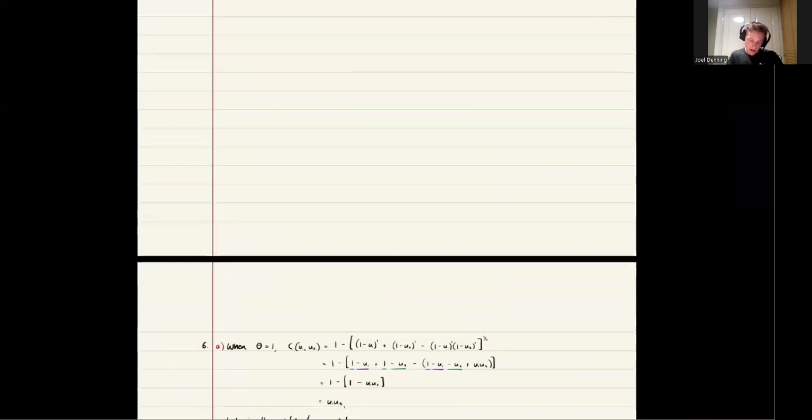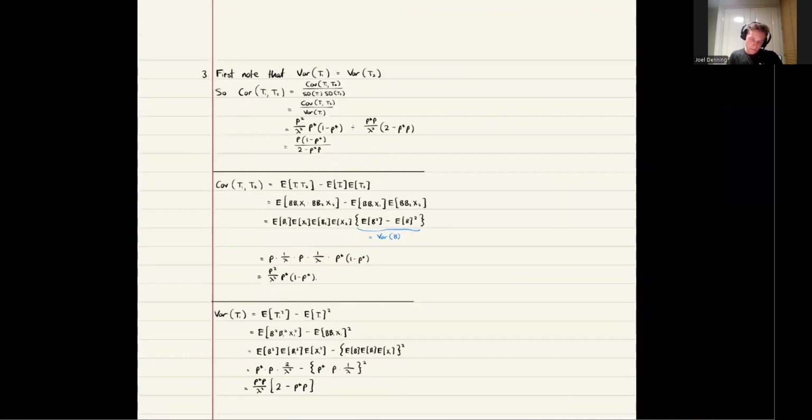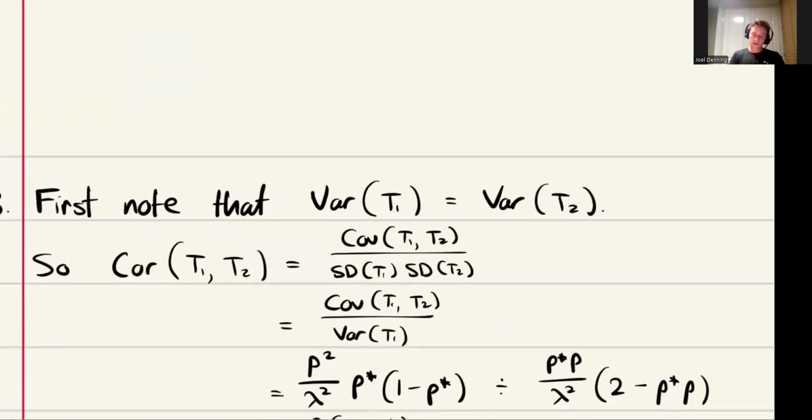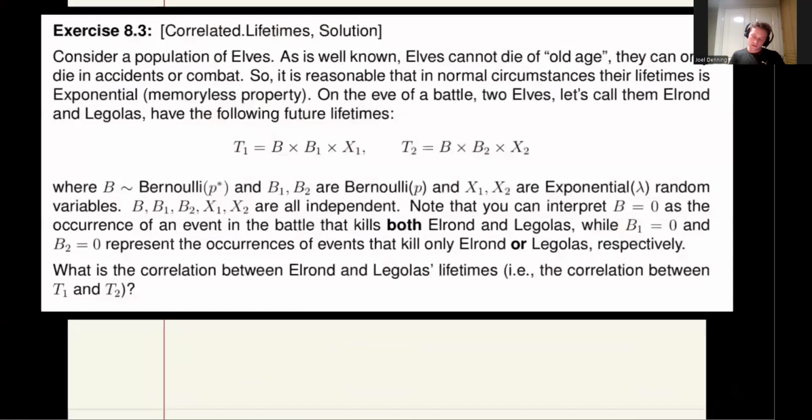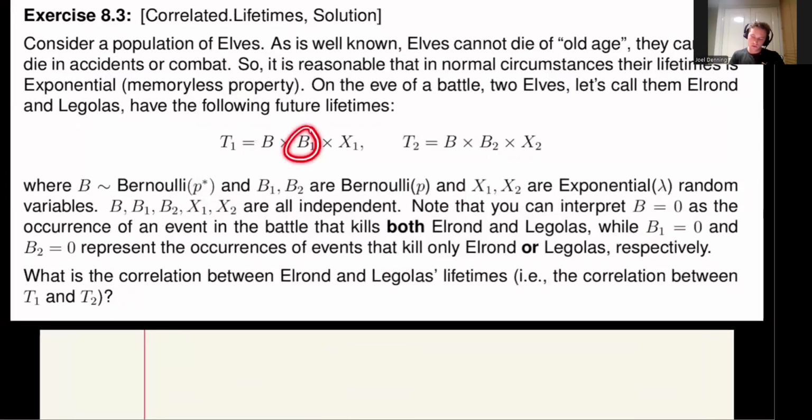So in order to do that, again, like we did near the start, note that B1 and B2 are the same distribution, right? They're identically distributed, same with X1 and X2. So the variance of these two things, T1 and T2, are going to be the same, right? Since B, B1, and X1 all share the same distribution as B, B2, X2 in that order, right?